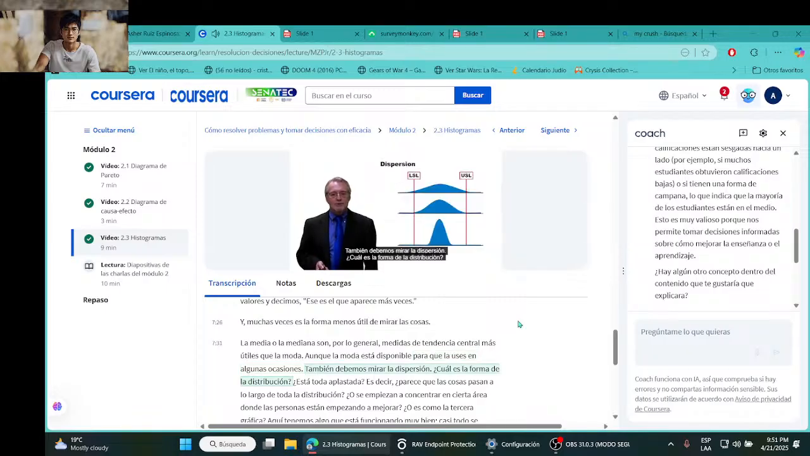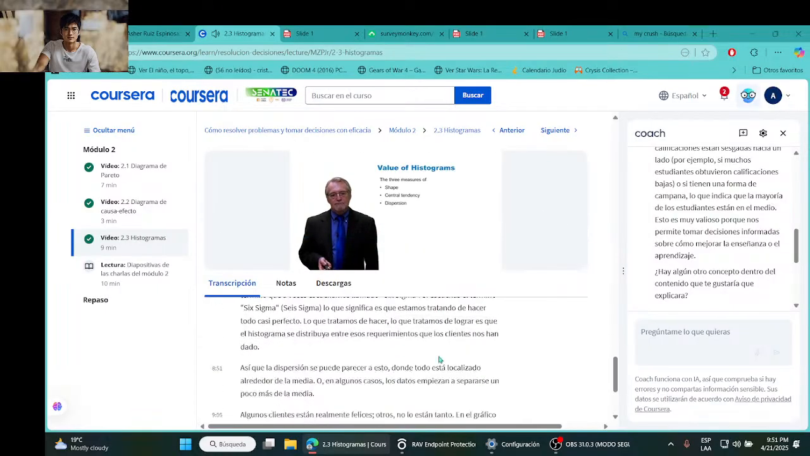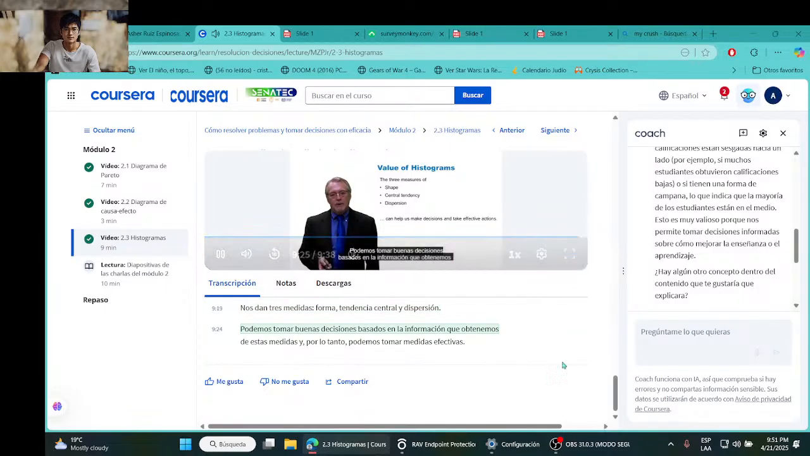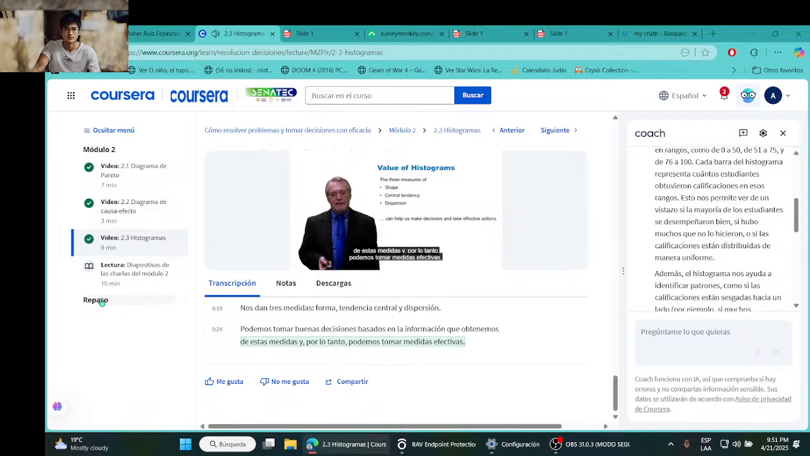We're also looking at dispersion. What does the shape of this thing look like? Is it all squished out here? And central tendency and the dispersion. And we can make well-founded decisions based on the information that we get from these things, and then we can take effective actions.